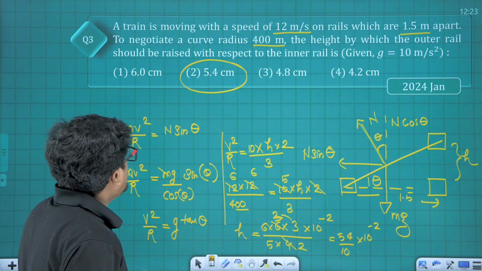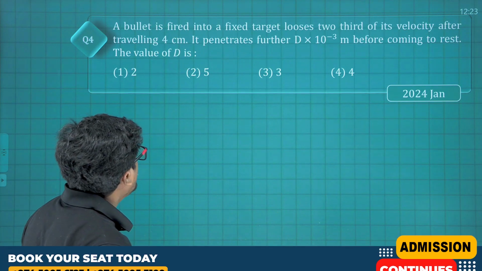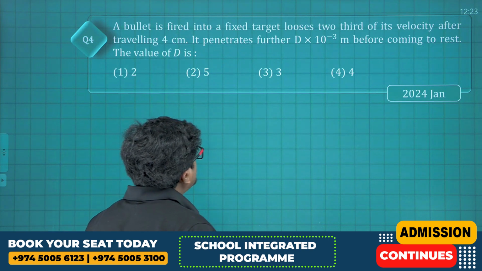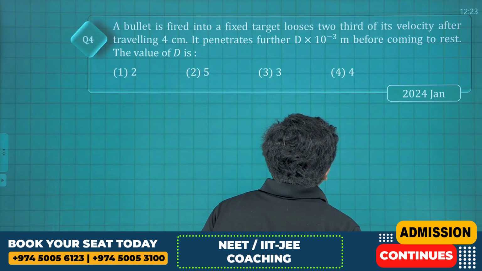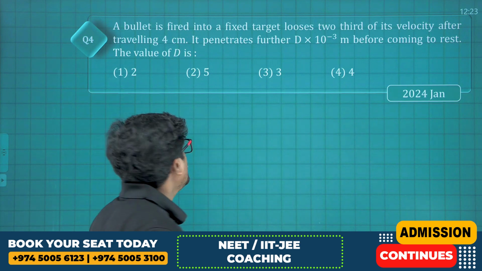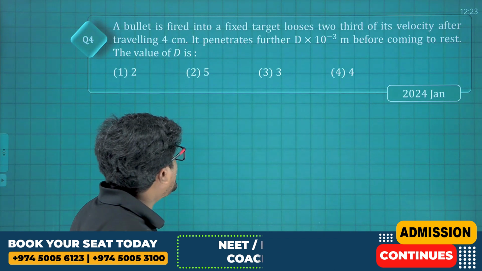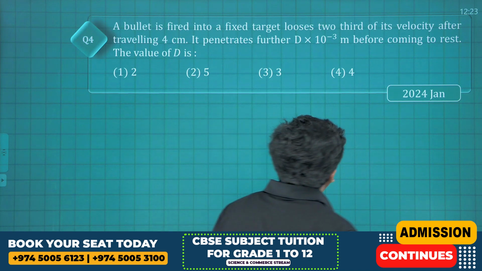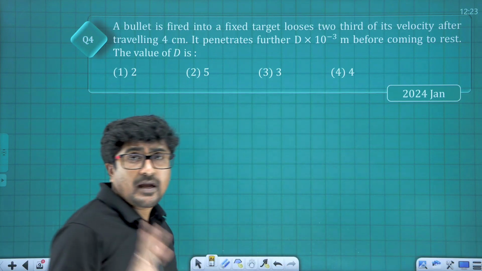Was that okay? Now let's move to the next, that is question number 4. Question number 4 says, a bullet is fired into a fixed target, loses 2/3 of its velocity after traveling 4 centimeter. It penetrates further, capital D into 10 to the power minus 3 meter before coming to rest. Then the value of capital D is.